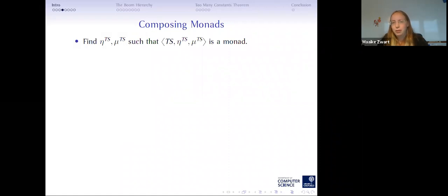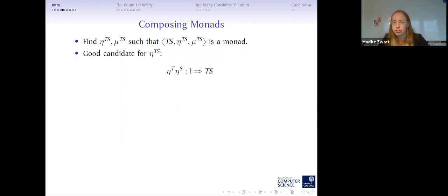Now, if I want to compose monads, I'm composing their functor parts. That's really easy because category theory allows you to compose functors as long as their types are okay, which in this case, they're both functors from Set to Set. So composing them is really easy. And then the quest is to find a unit and multiplication so that the entire structure is again a monad. The unit is quite easy.